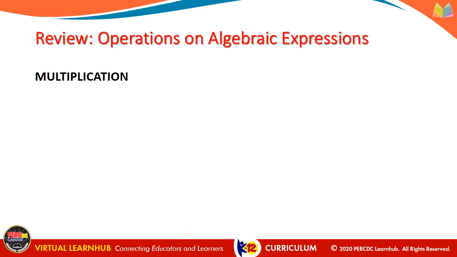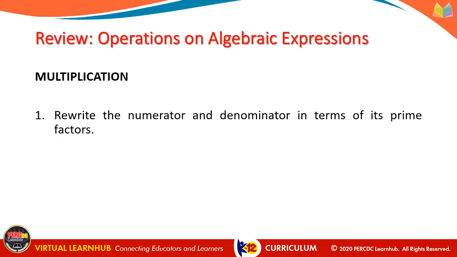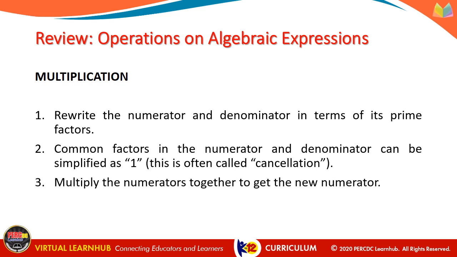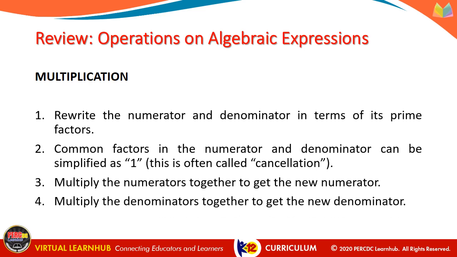Let us now review multiplication on algebraic expression. In multiplying algebraic expression, we should also take note of these following steps. Number 1, rewrite the numerator and denominator in terms of its prime factors. Number 2, common factors in the numerator and denominator can be simplified as 1. This is often called cancellation. Number 3, multiply the numerators together to get the new numerator. Number 4, multiply the denominators together to get the new denominator.